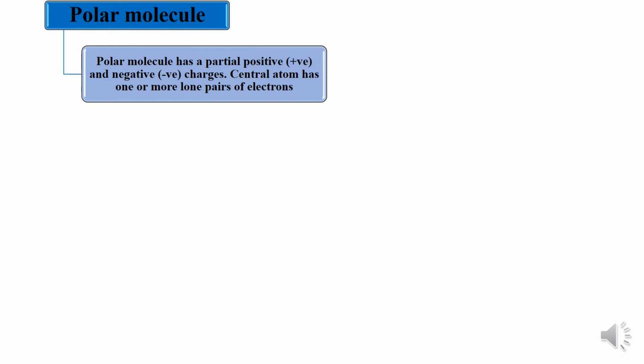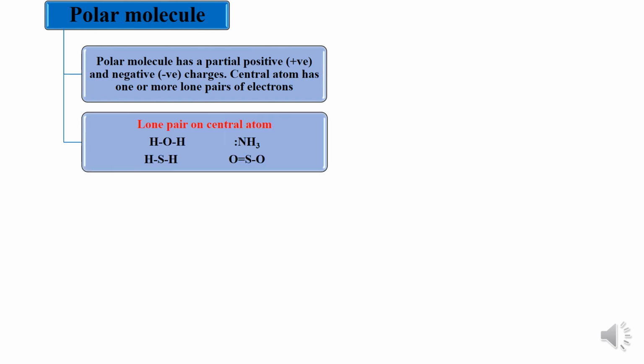So what about triatomic molecules, where the molecule is constituted by three atoms? In case of a triatomic molecule, you have a central atom. The central atom in case of triatomic molecule, in case of polar molecules, has one or more lone pairs of electrons.